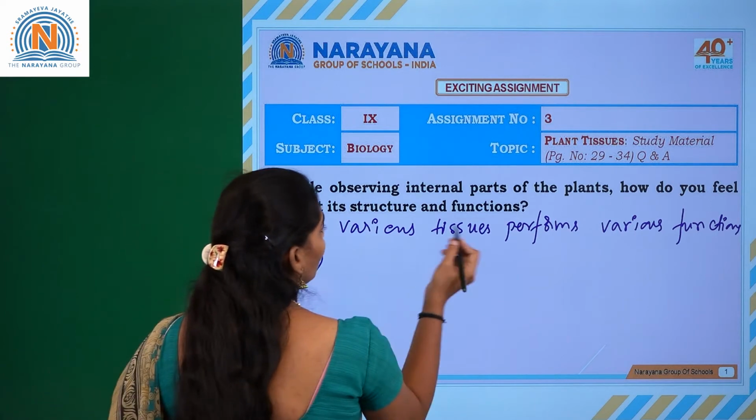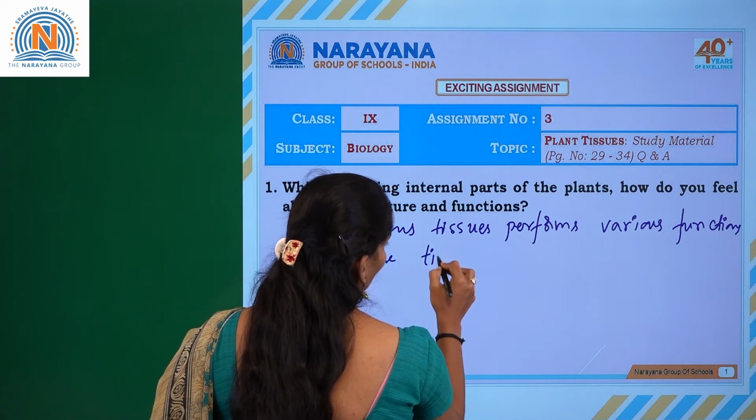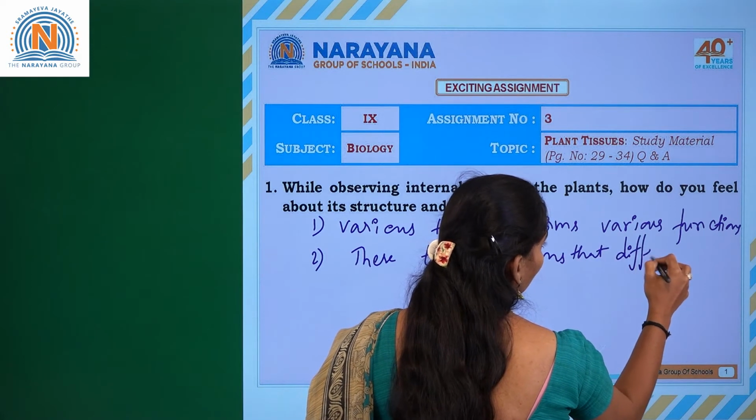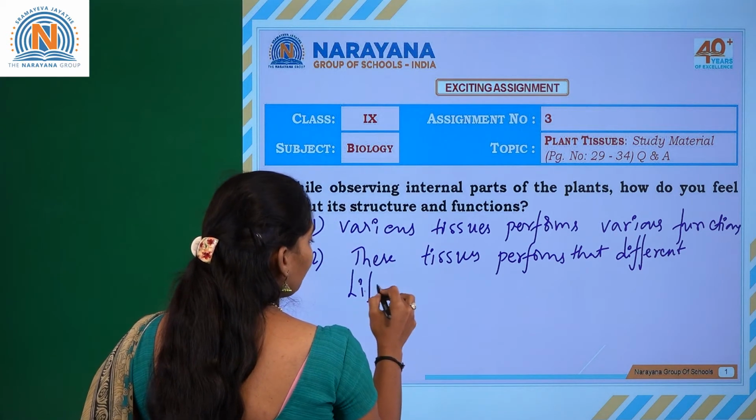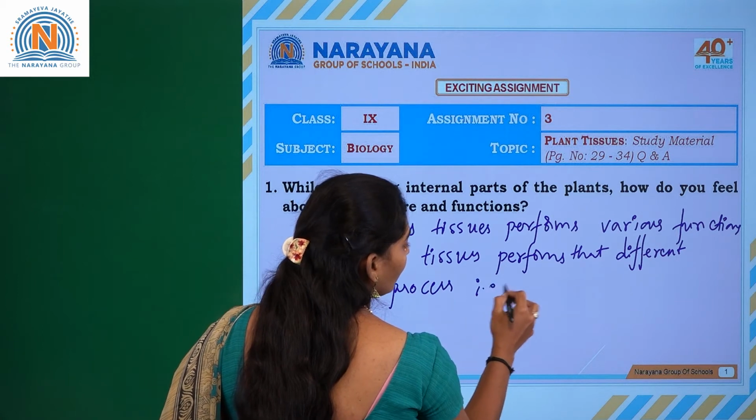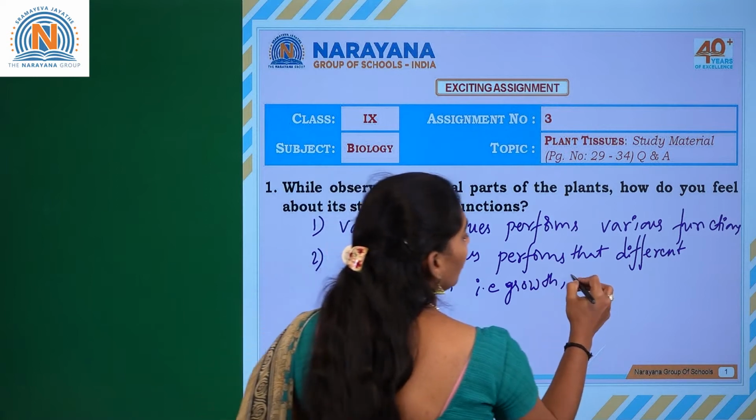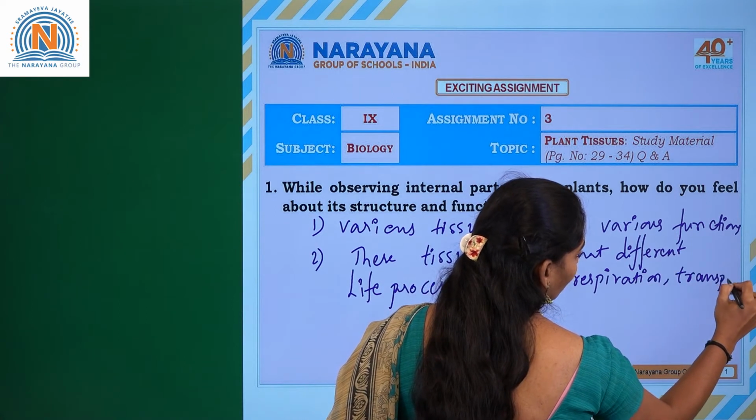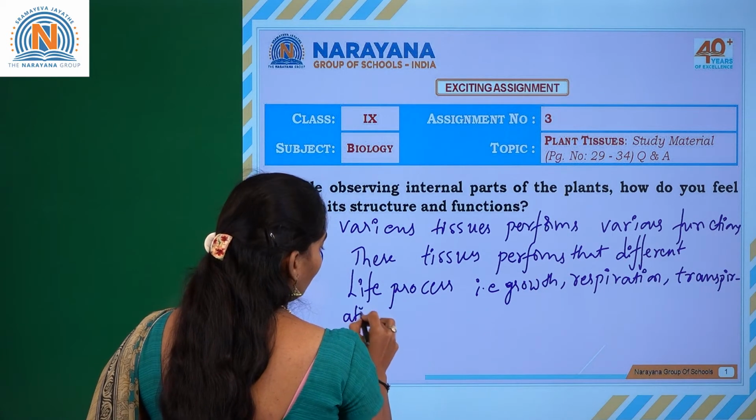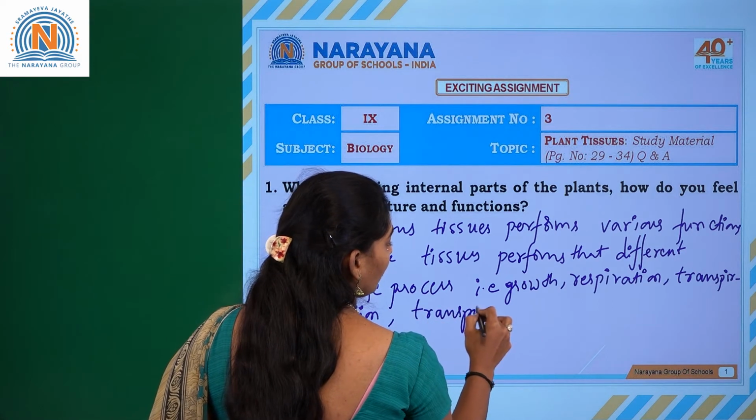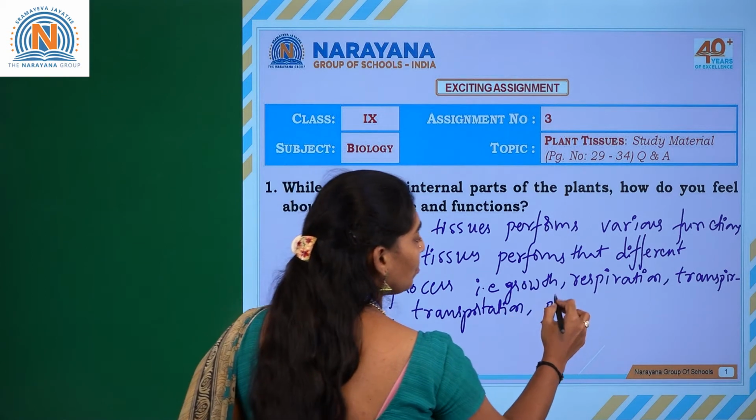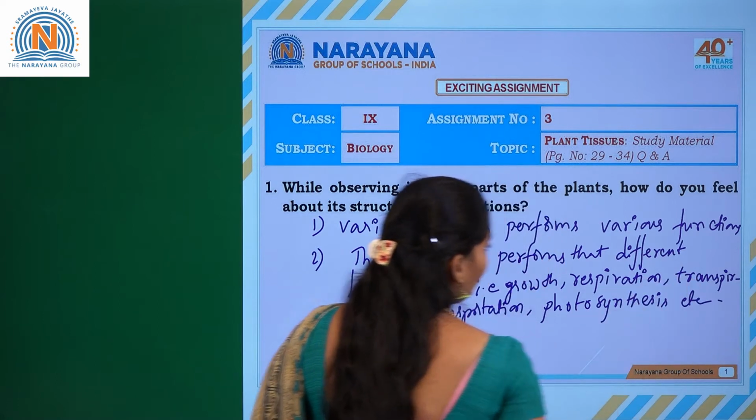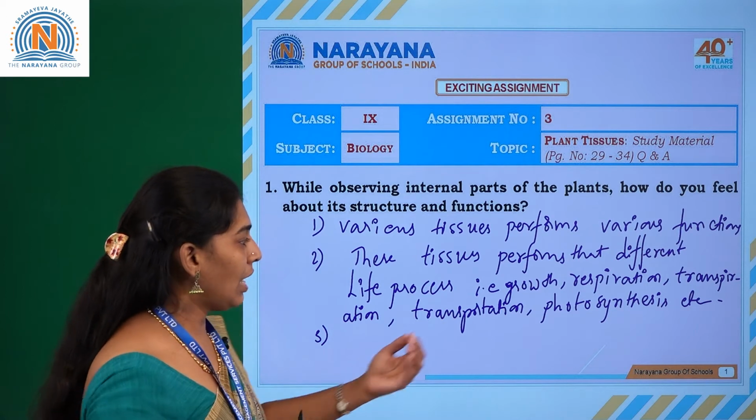Okay, so let us go for writing this. The tissues perform different life processes, that is growth by meristematic tissues, respiration, transpiration, transportation by the complex tissues, and photosynthesis. It is one of the important life processes for the plants, photosynthesis, etc.